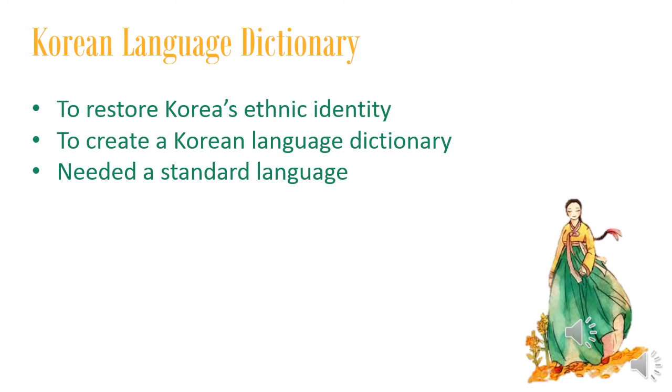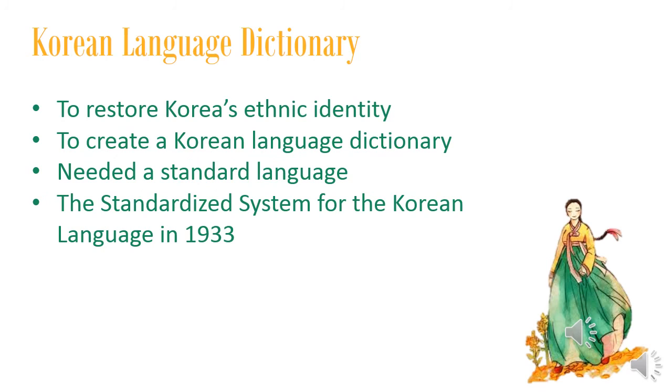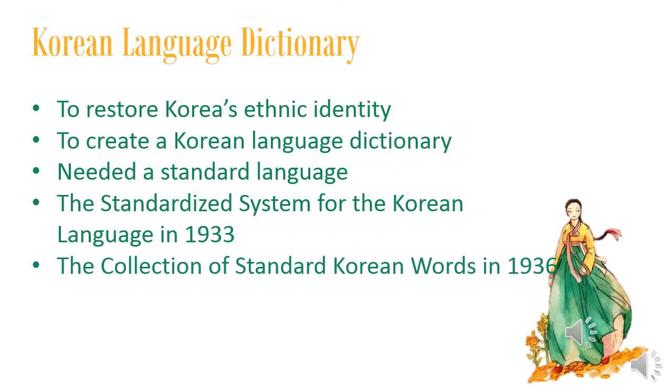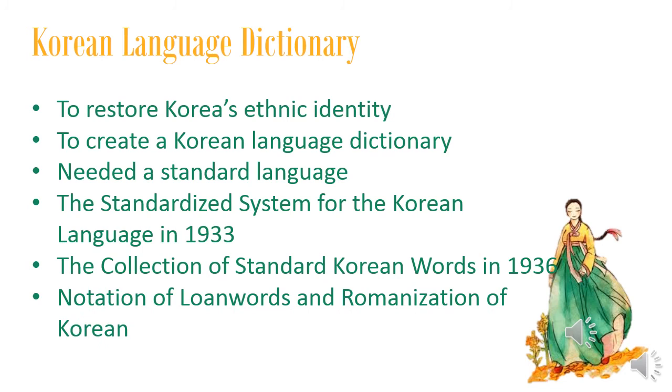So, the Joseon Language Society announced the standardized system for the Korean language in 1933 and the collection of standard Korean words in 1936. These are the very first set of language norms for Korea. Meanwhile, the notation of loanwords and the romanization of Korean were introduced as part of language norms in the 1940s. However, the official distribution of these language norms was impossible due to Japanese rule, so they could not spread these, because they were still under Japanese rule at that time.